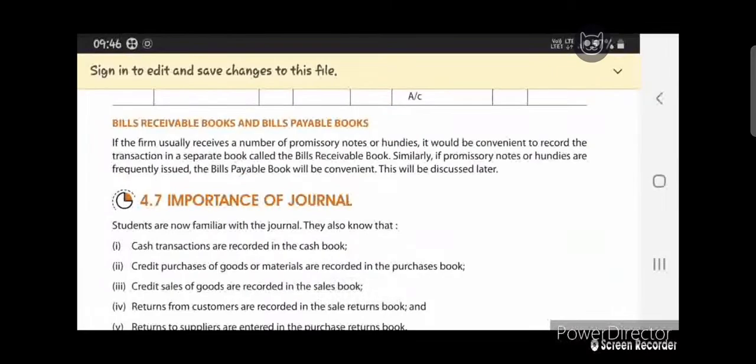So bills receivable books and bills payable books, these are the two books. If the firm usually receives a number of promissory notes or bills, it would be convenient to record the transaction in a separate book called the bills receivable book.